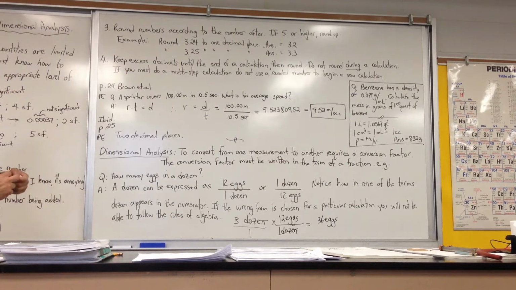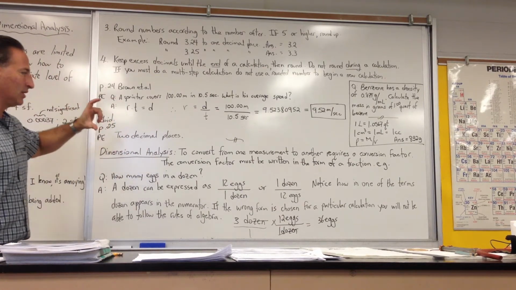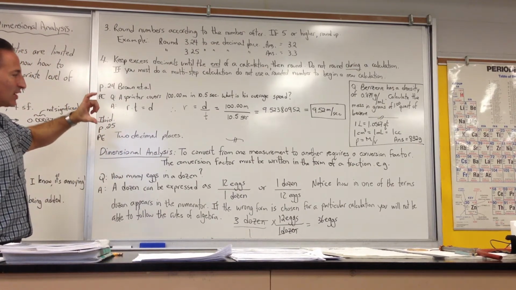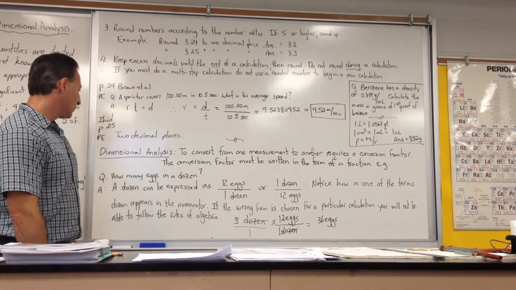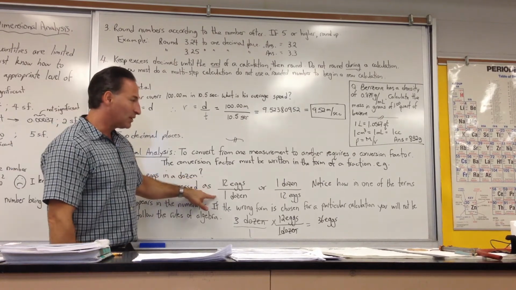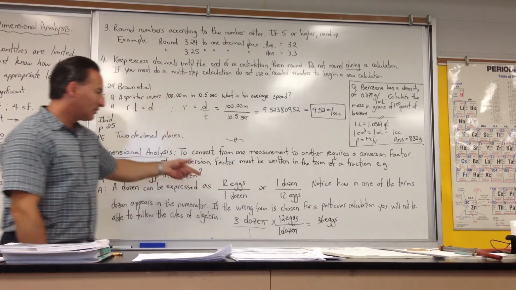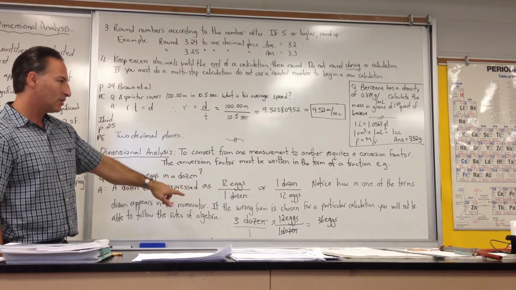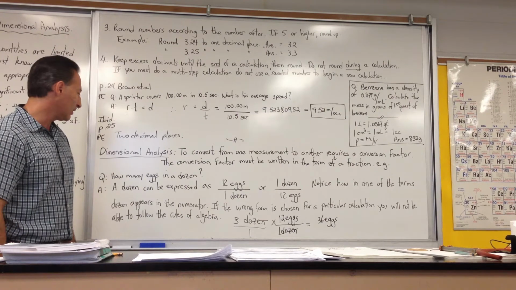In dimensional analysis, you need to convert from one measurement to another by using a conversion factor. And the key to using conversion factors properly is to write them as a fraction. When you write a conversion factor as a fraction, there's 2 ways you can write it. For example, how many eggs are in a dozen? A dozen can be expressed as 12 eggs per 1 dozen, or 1 dozen per 12 eggs. It means the same thing, but you have to use the right one when you're using that conversion factor in a calculation.